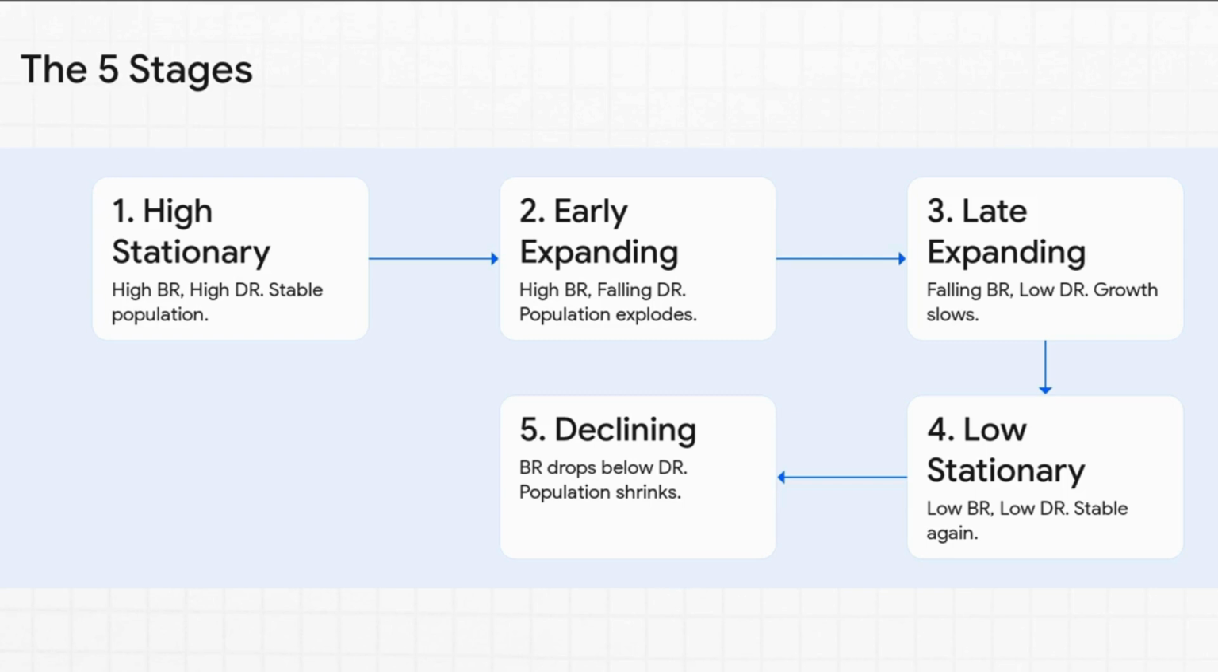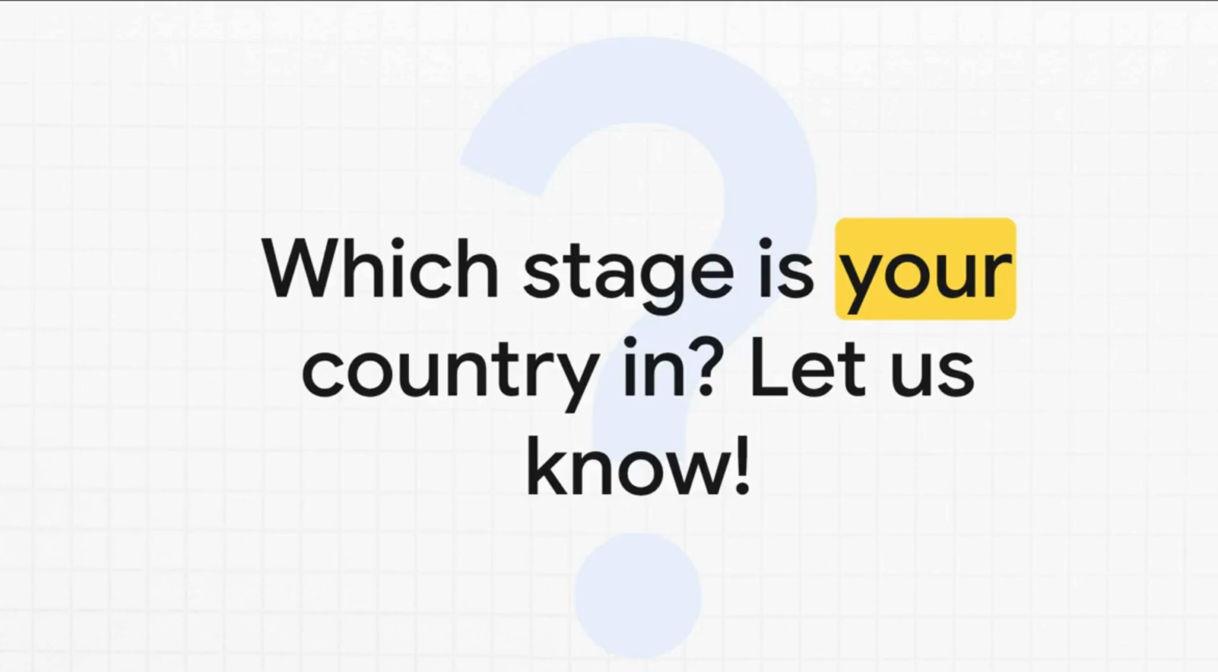Stage 4, low, stable all over again. And stage 5, the big crossover. Birth rate is below the death rate and the population shrinks. Boom, that's the whole cycle. 5 easy steps.